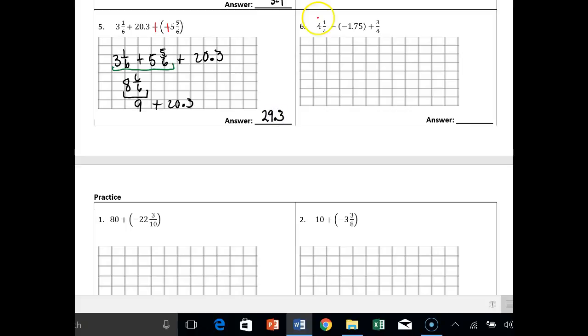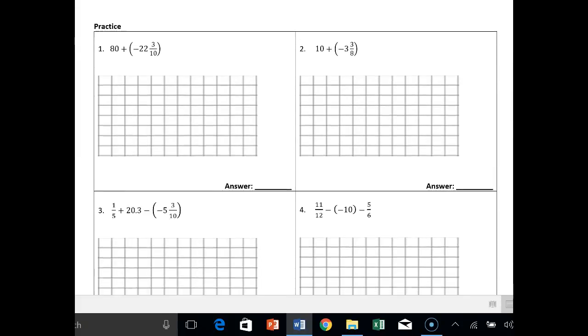Next one, 4 and 1/4 plus positive 1.75. So let's put the fourths next to each other by using the commutative property of addition. And hopefully when I do that, you should see, oh, this is a super easy problem. 1/4 plus 3/4 is 4/4. So 4 and 4/4, which, oh, if I add that, that's just 5. 5 plus 1.75, boom, that's 6.75.